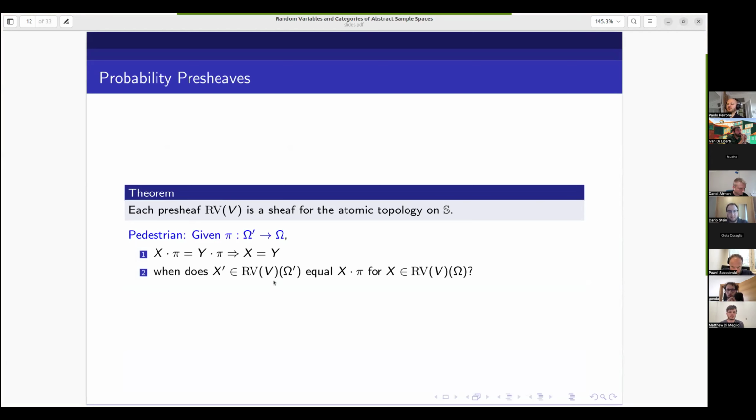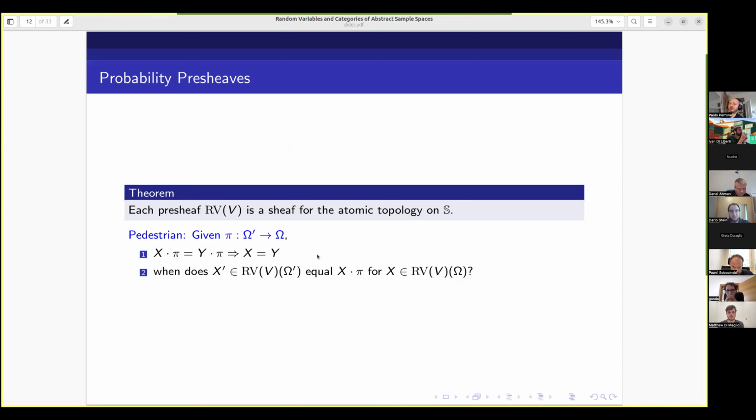Then what's really nice is that we can show that each random variable's pre-sheaf is actually a sheaf. So it satisfies some internal coherence conditions. And in particular, it's a sheaf for the atomic topology on this category of sample spaces. What does that mean? Atomic topology means any morphism of sample spaces is a cover, which reflects that these morphisms of sample spaces are like projections or like surjections.